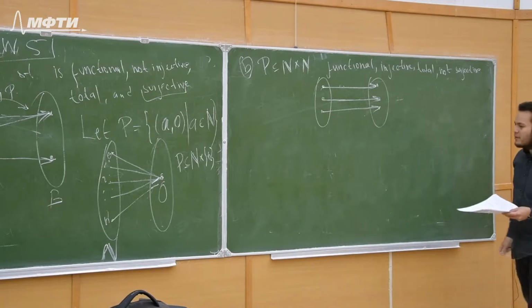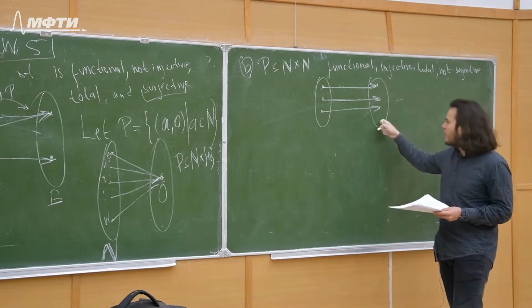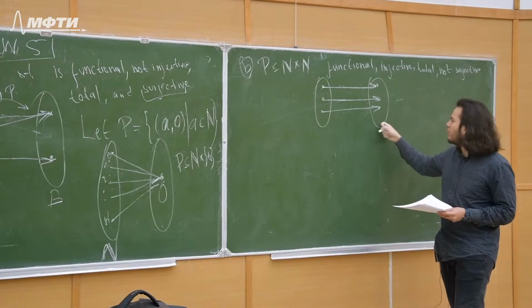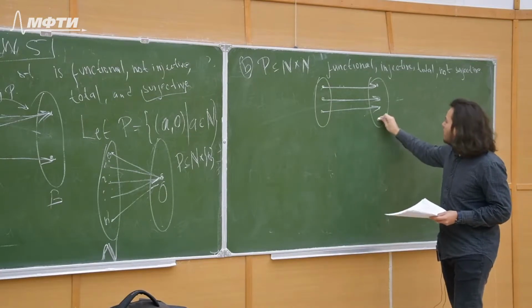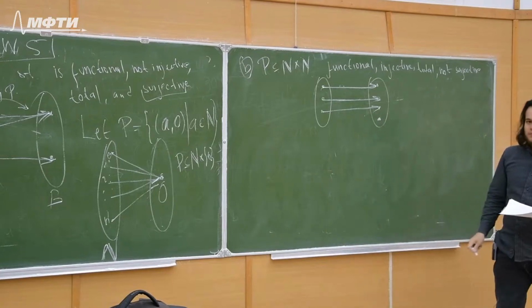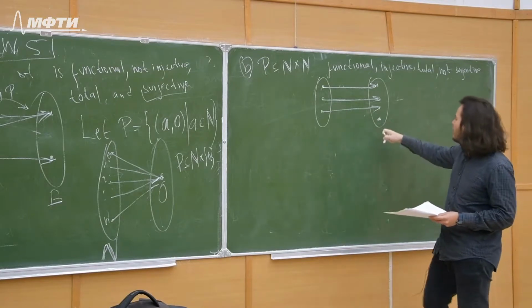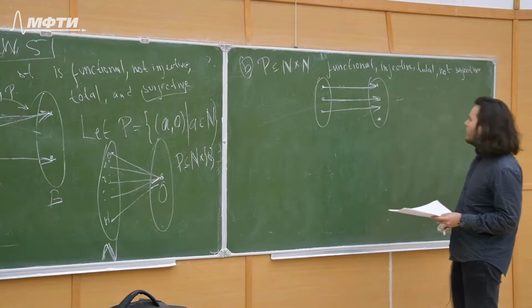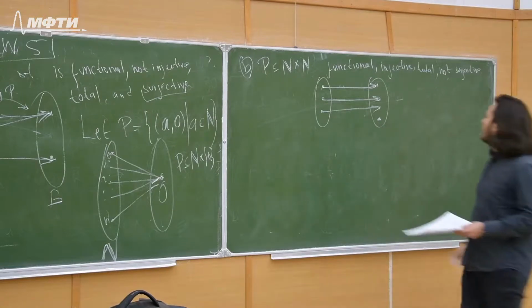It means that not all the elements from here should have some arrow. So all we have to do is just draw a new element. So there exists some element in here without arrow. And how are we going to define this P in this case then?